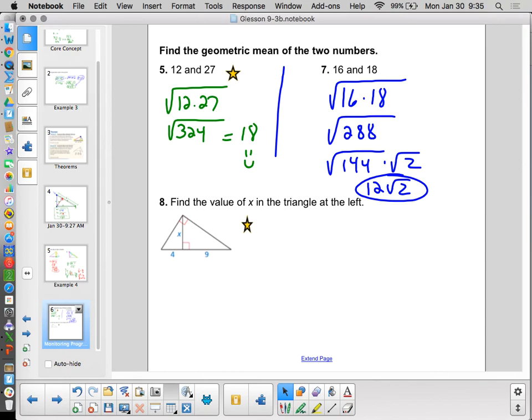How about this one? Find the value of x in the triangle to the left. You may use either a geometric mean technique or you may use a Papa, Mama, Baby triangle technique. It doesn't matter to me, but go ahead and work on that. And when you're done with that, the podcast is over, and we'll see you in class.